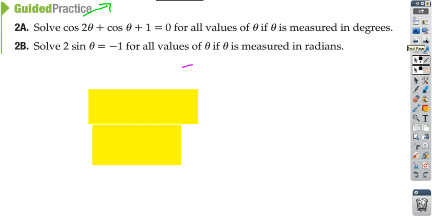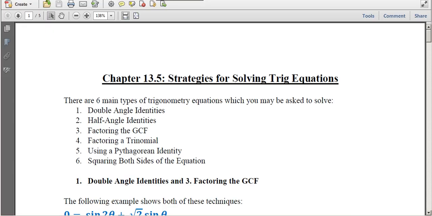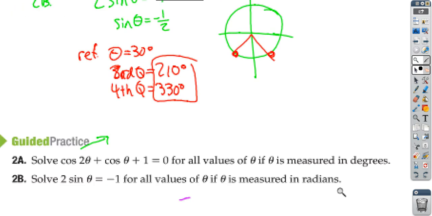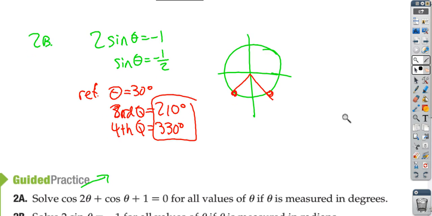All right, let me show you a couple other techniques here. So we go back to our sheet, double angle and half angle identities. So double angle identity, a good example of that would be 2a right there. So actually let's look at 2b first. So 2b is a little bit easier. 2b says solve 2 sine theta equals -1. So you can see the solution is right there.